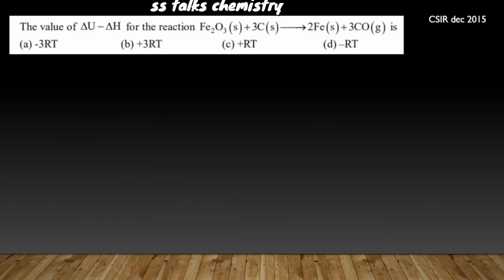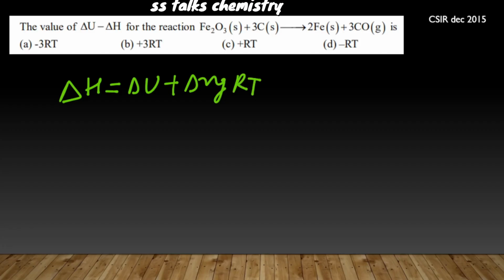The value of delta U minus delta H for the reaction. So again, the reaction we are having. So delta H is equal to delta U plus delta ng RT. This expression we are having. Now we are asked to find the value of delta U minus delta H. Make sure you are reading these statements very, very carefully. Don't make a mistake in this, because both these options you will be getting, that is delta H minus delta U and delta U minus delta H also. So read the statements carefully.